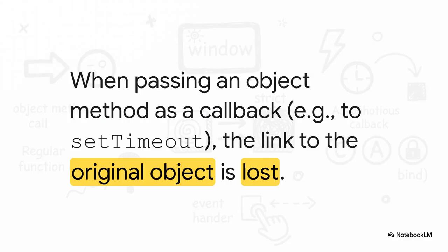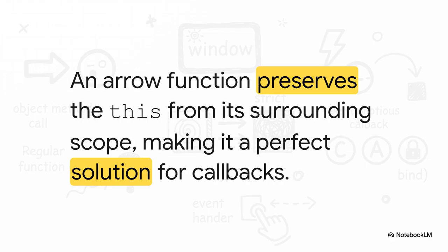And that predictable nature solves a classic, very frustrating JavaScript problem. Look at this. We're passing the user.say method to timeout. But when timeout calls that function a second later, it's just calling it as a plain old function, totally disconnected from the user object. So in strict mode, this becomes undefined and our code breaks. The context is completely lost. But just watch this fix.